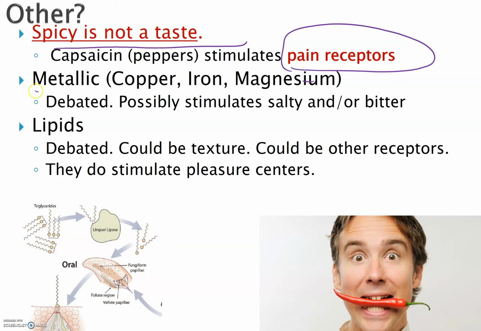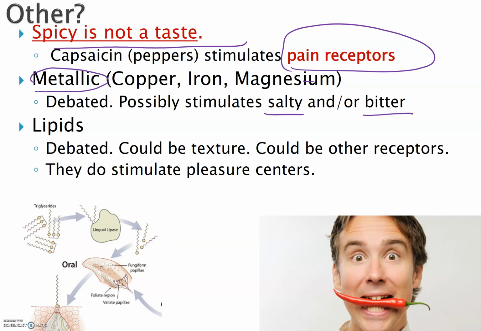Metallic ones are debated. There's one side of the story that I'm on, that you have other taste buds telling you about these divalent cations like copper, iron, magnesium, even calcium. Others saying it's actually stimulating both the bitter and the salty. I could actually see that side of the argument too. So that's why I put it as a question mark.